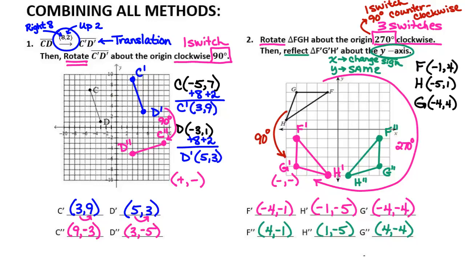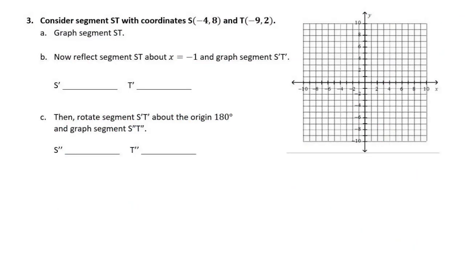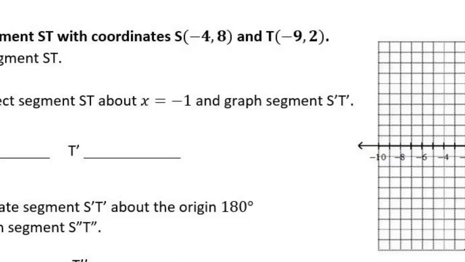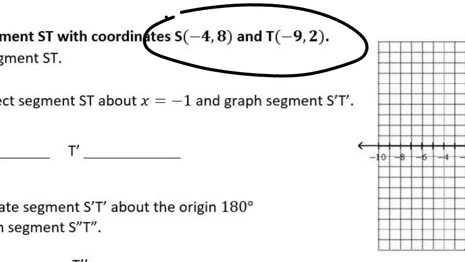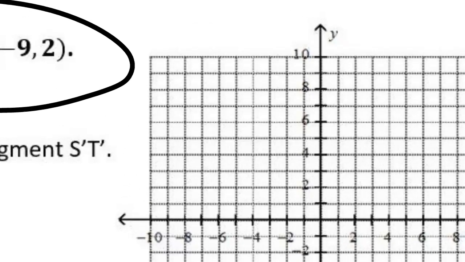Let's go look at number 3. What's the first thing they want us to do on number 3? What does part A tell me? Graph segment ST. Well, what are the ordered pairs for segment ST? Negative 4, 8 and negative 9, 2. So negative 4, 8, right here's my point S. Negative 9, 2, right here's my point T. And then I'm going to connect those points together to make my line segment.